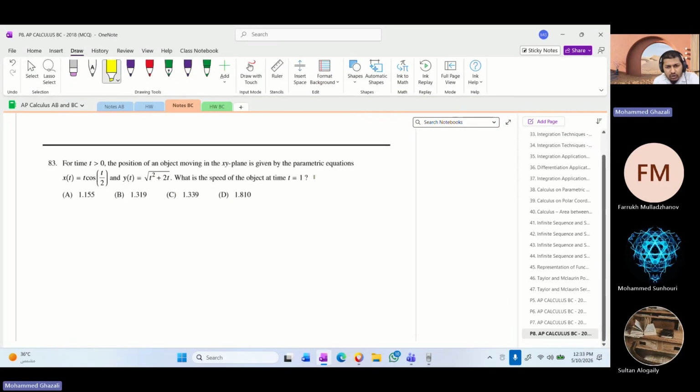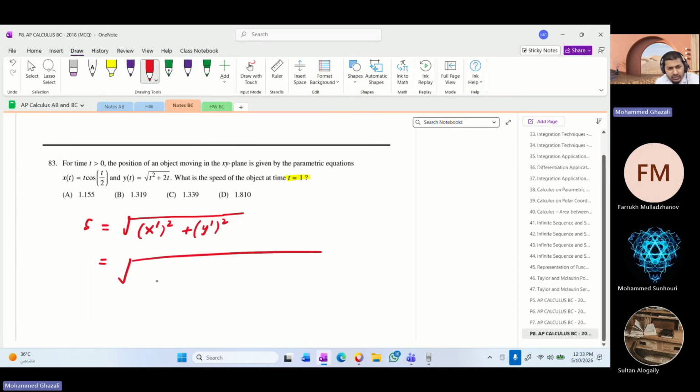What is the speed of the object at time t equals 1? Now, speed is equal to the square root of x prime squared plus y prime squared, evaluated at t equals 1. So how will you do it on the calculator? One step you can do it.